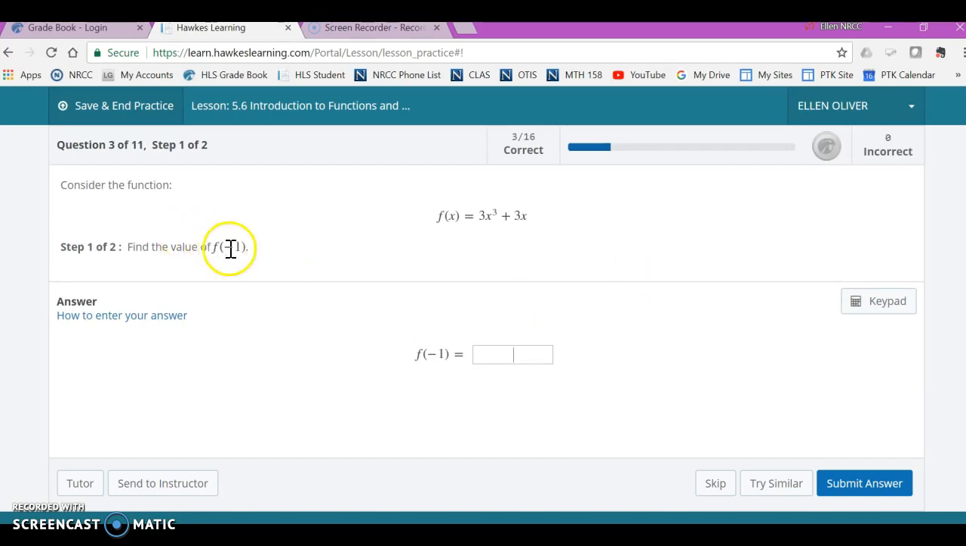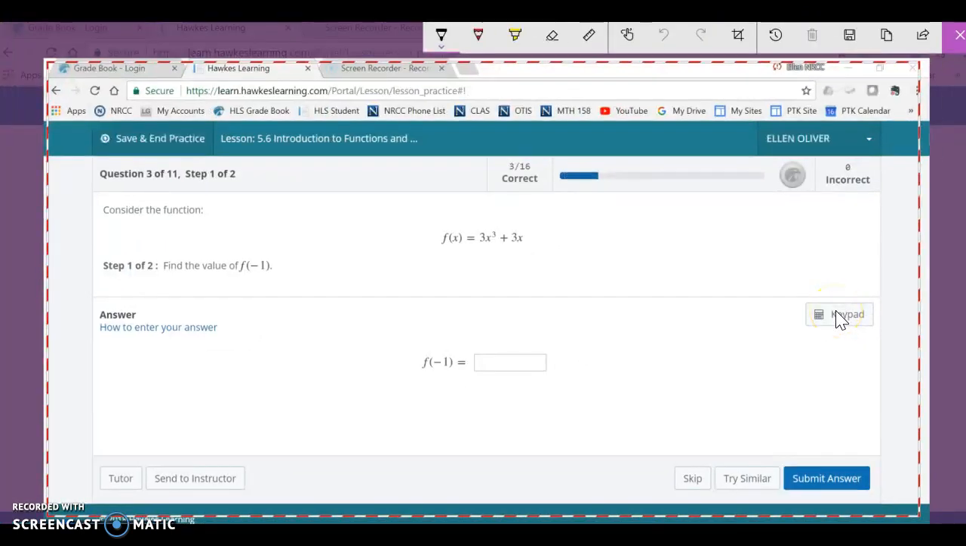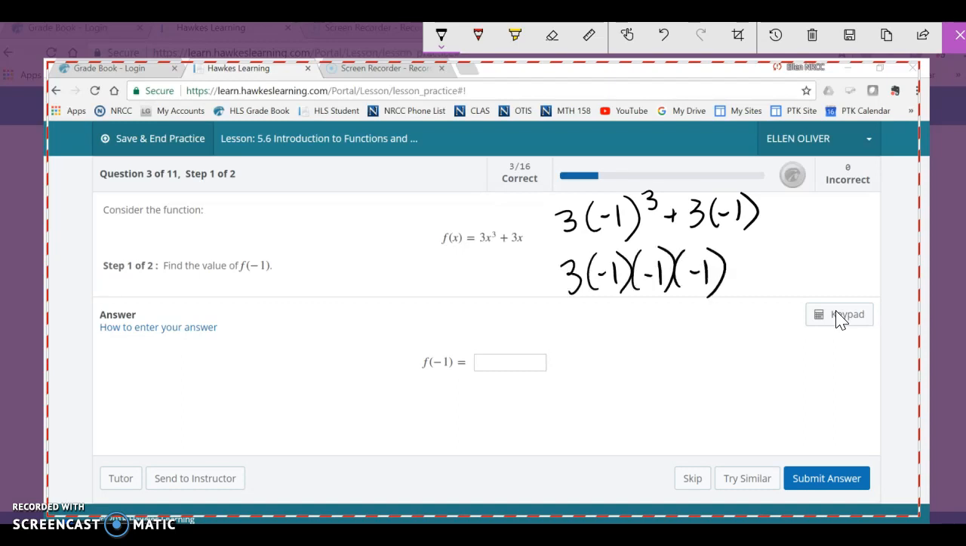All right, so here we're going to plug in -1 for x. So I'm going to have 3 times -1 cubed plus 3 times -1. Well, -1 cubed is -1 times -1 times -1, right? So that will end up being a -1. So when we do 3 times -1, we're going to get -3, plus 3 times -1 is plus -3. So that's -6.